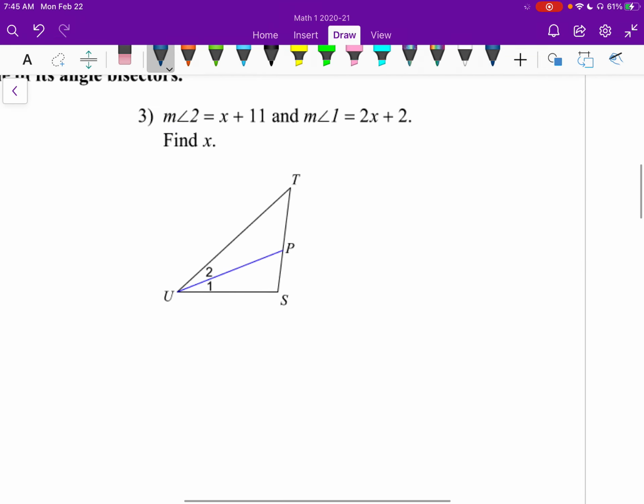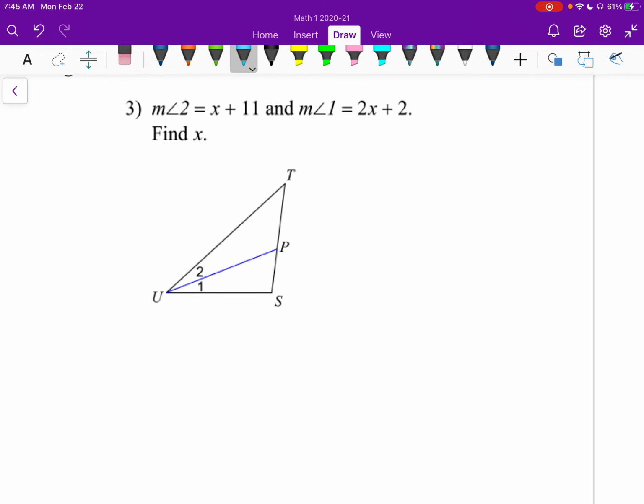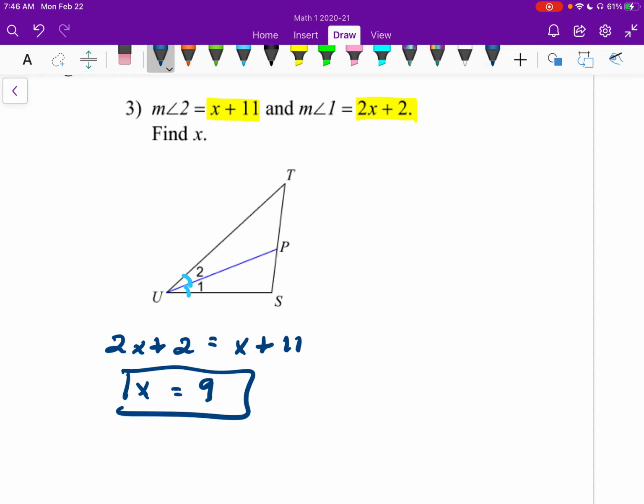Number 3, I have angle 1 and angle 2, and they're the pieces of the big angle that was bisected, so they have to be equal. So I can say that 2x plus 2 is equal to x plus 11, right? I grabbed the 2x plus 2 of measure of angle 1 and the x plus 11 of measure of angle 2. And now we just solve. I'll subtract my x to the left. This will be a single x. I'll subtract my 2 to the right, and I'll have a 9. So x equals 9.